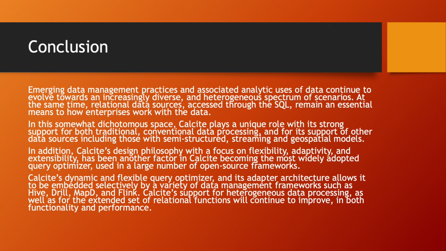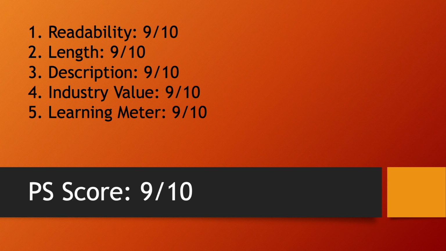In addition, Calcite's design philosophy with a focus on flexibility, adaptivity, and extensibility has been another factor in Calcite becoming the most widely adopted query optimizer used in a large number of open source frameworks. Calcite's dynamic and flexible query optimizer and its adapter architecture allow it to be embedded selectively by a variety of data management frameworks such as Hive, Drill, MapD, and Flink. Calcite's support for heterogeneous data processing as well as for an extended set of relational functions will continue to improve in both functionality and performance. Now let's talk PS score for this paper.